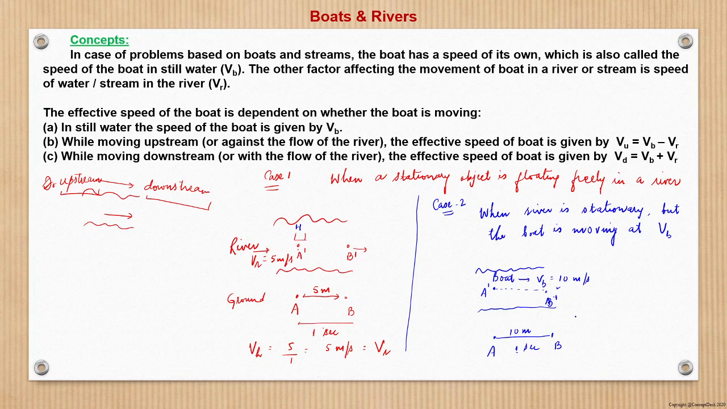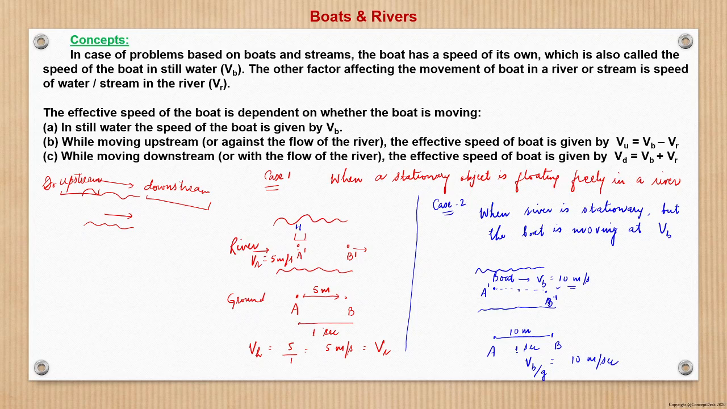So therefore, the velocity of the boat with respect to the ground is nothing but 10 meter covered in 1 second. So that is 10 meter per second, right? This also is intuitive. And when we say velocity of boat here, that is 10 meter per second.